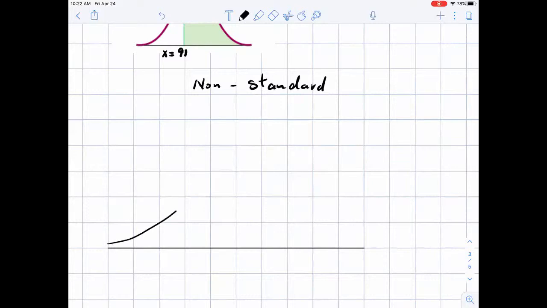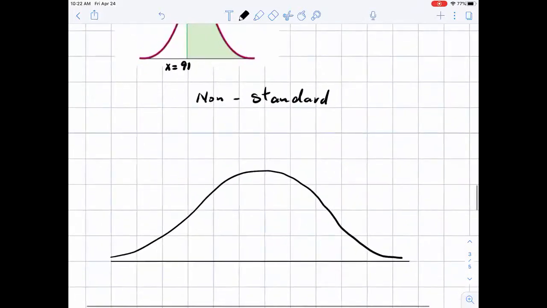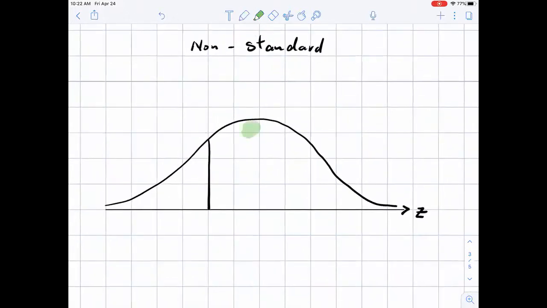So we want to know, okay, there's our graph. We want to know when x is 91, what does that convert to in a z scenario? Because now this is the z-axis. Over here, this was the x-axis. Okay. So what is that equivalent to? What is this area? This is what they want to find. What is the probability here?